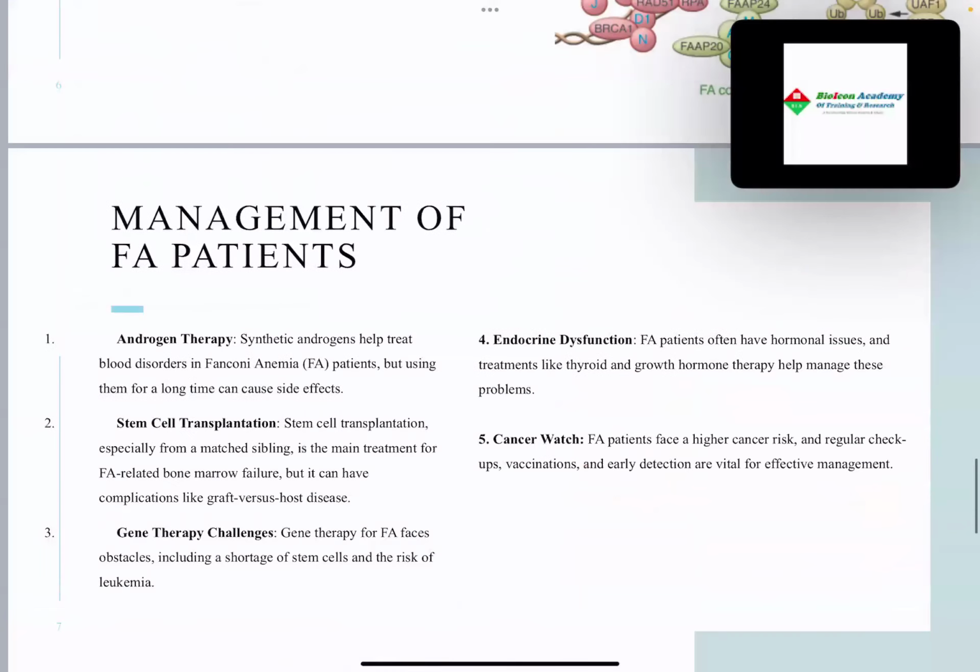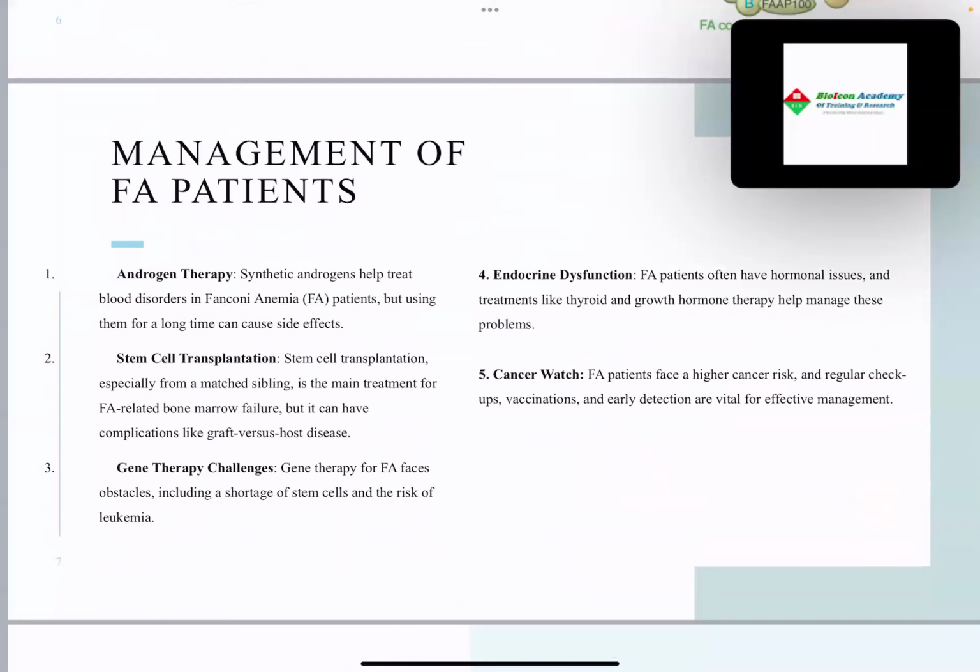And our next slide is about the management of FA patients. Androgen therapy: synthetic androgens help the blood disorders in Fanconi anemia patients, but using them for a long time can cause side effects. Stem cell transplantation, especially from a matched sibling, is the main treatment for Fanconi anemia-related bone marrow failure, but it can have complications like graft versus host disease.